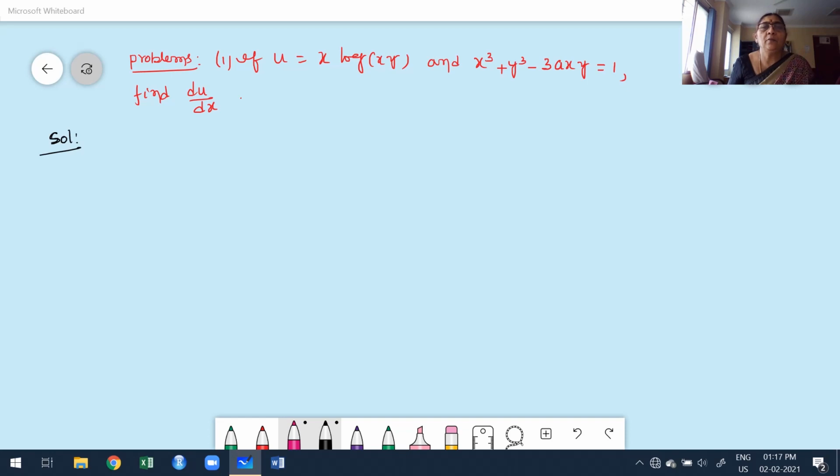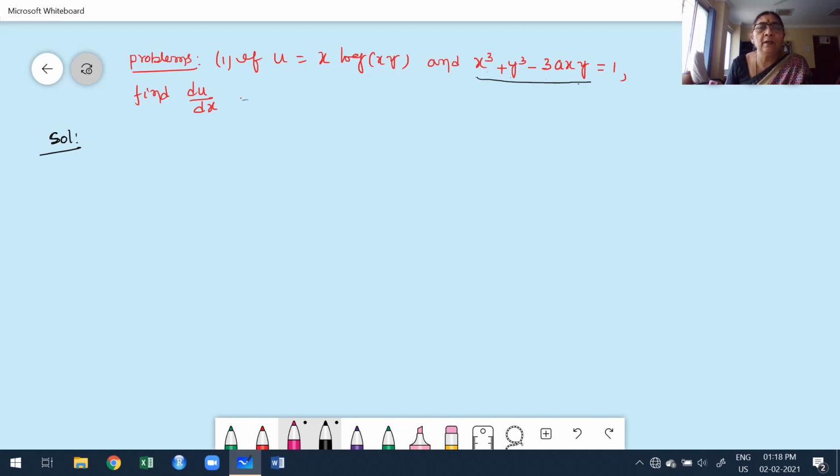Okay. If u equals x log of xy, and x cube plus y cube minus 3axy equals 1, where a is some constant, find du by dx. This problem is very important. They are given so many times in the question paper. Now observe carefully, I told you a number of times: the expression involving x and y on the left-hand side equals 1. Then find du by dx.